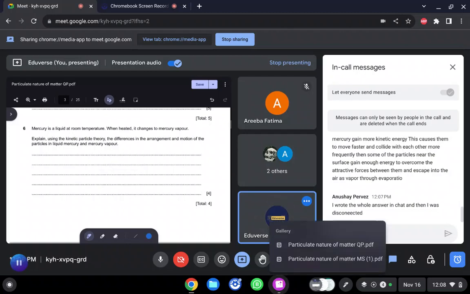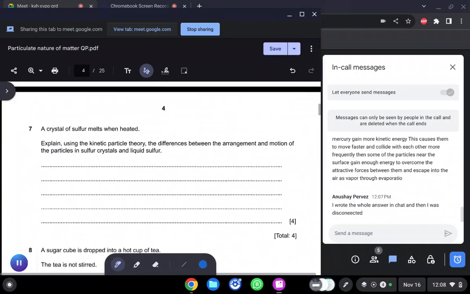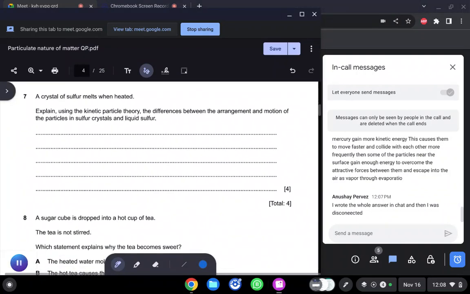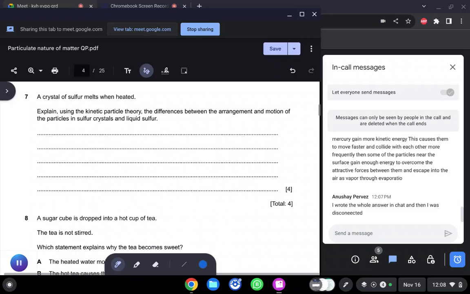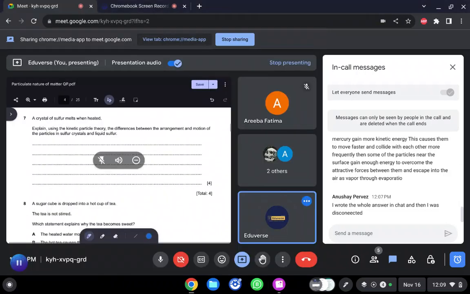Okay, I'm moving forward. In question number 7, a crystal of sulfur melts when heated. Explain using the kinetic particle theory the differences between the arrangement and motion of sulfur crystal and liquid sulfur. It is a similar type of question, but right now they are asking about sulfur crystals, which means solid, and liquid sulfur, which means liquid. Come on, write down your answer. Proceed.